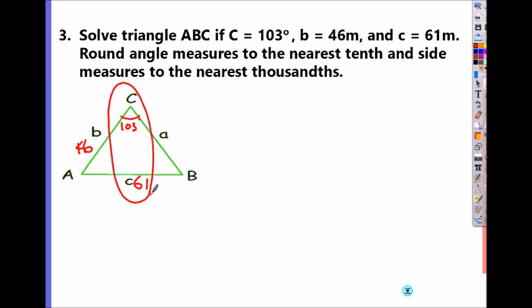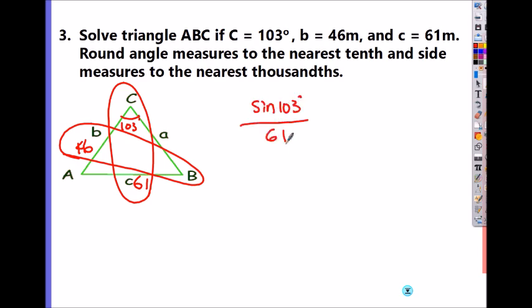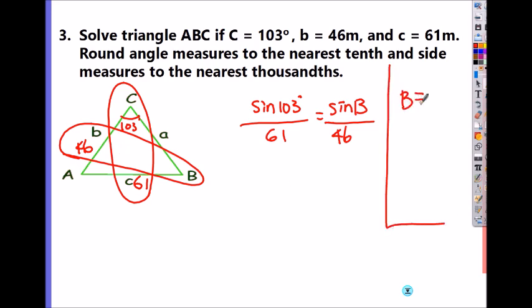Then we can use law of sine. So we're going to go ahead and solve B first, right? So sine of 103 over 61 equals sine of B over 46, right? These two. And at the end, we have to find B and angle A and side A.